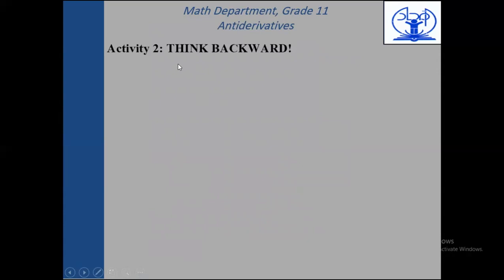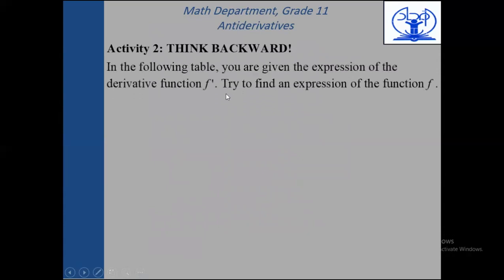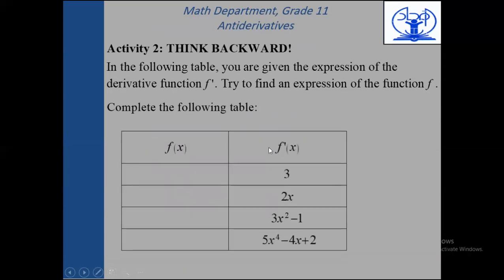Now, in this activity, you are asked to think backward. In the following table, you are given the expression of the derivative function f prime. You are trying to find an expression for the function. So you're working backward here. Complete the following table. In this table, you are given the derivative, and you are asked to think of a function whose derivative is given. So if the derivative f prime of x is 3, what could the function be?